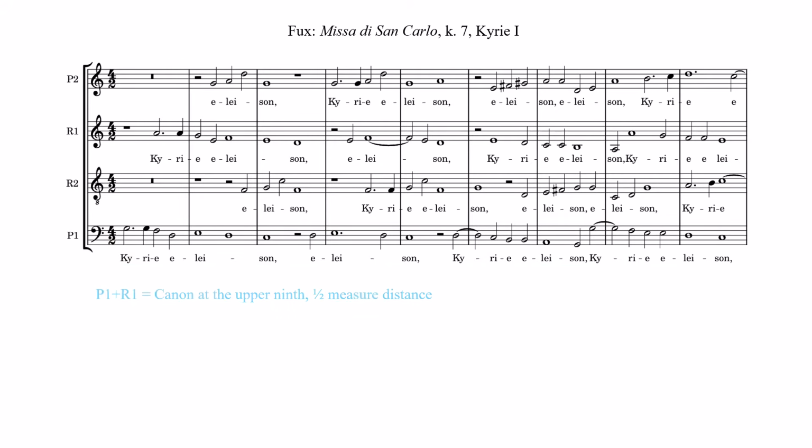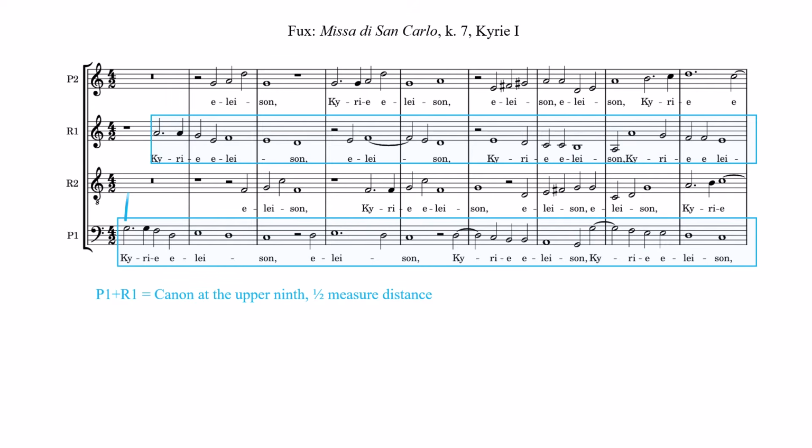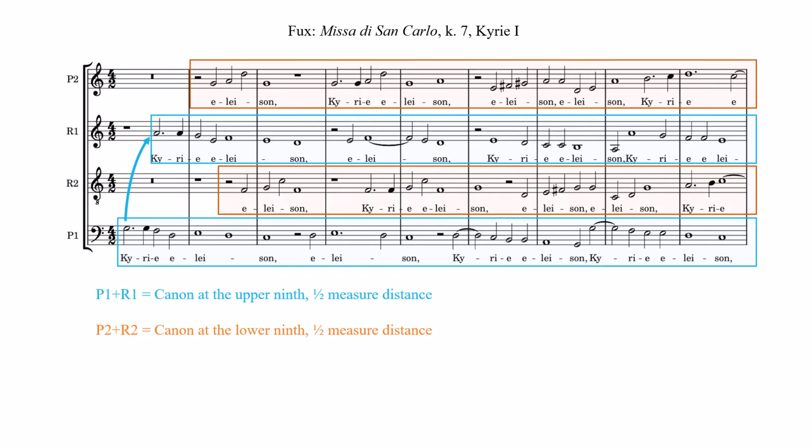The P1 and R1 canon is formed at the upper ninth, at a distance of half a measure, and the P2 and R2 canon is formed at the lower ninth, also at a distance of half a measure. Unlike the previous example, these two canons have different intervals of entrance, and so the vertical shift index will not be trivial. Pause the video if you want to try to calculate it yourself, otherwise I will show you the answer.